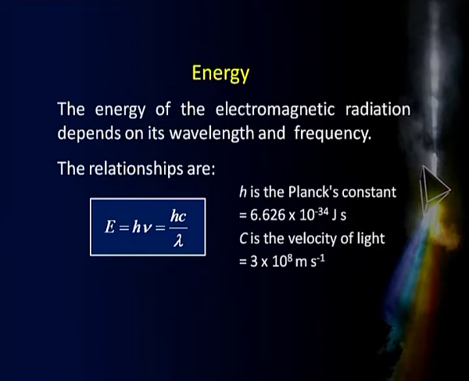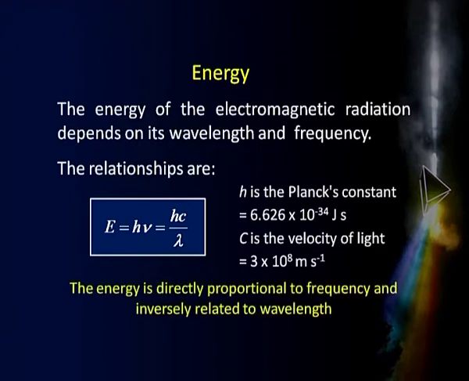Here h is Planck's constant, 6.626 × 10^-34 joule seconds, and c is the velocity of light, 3 × 10^8 meters per second. So, energy is directly proportional to frequency and inversely related to wavelength.